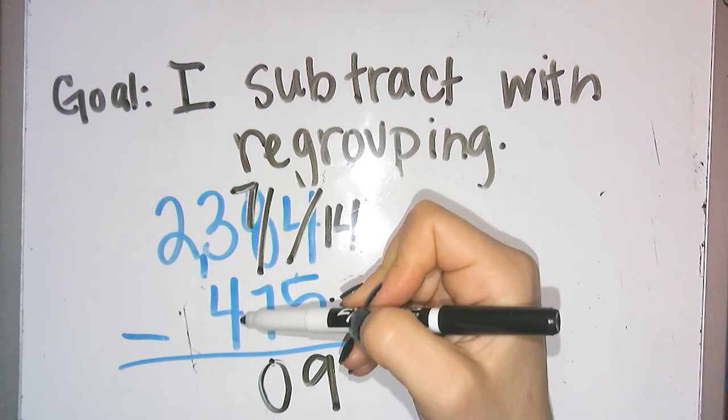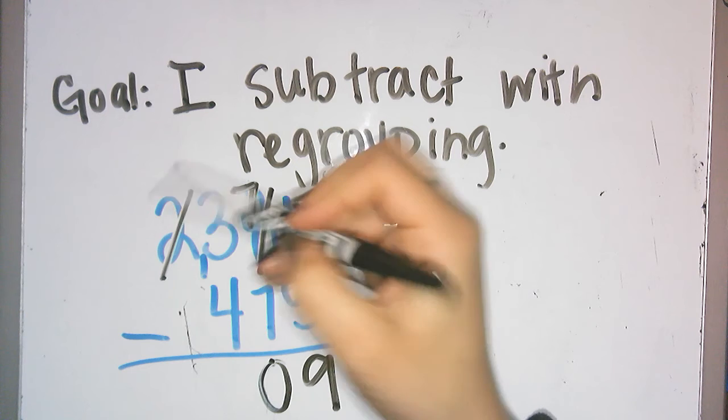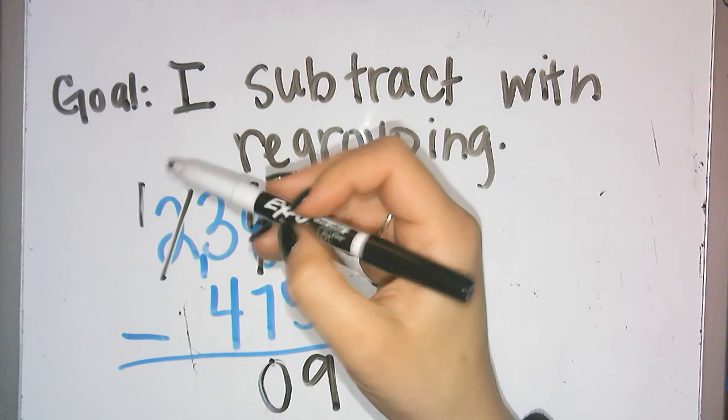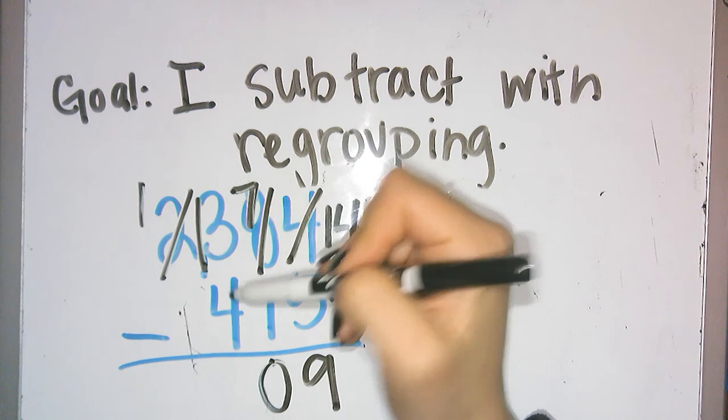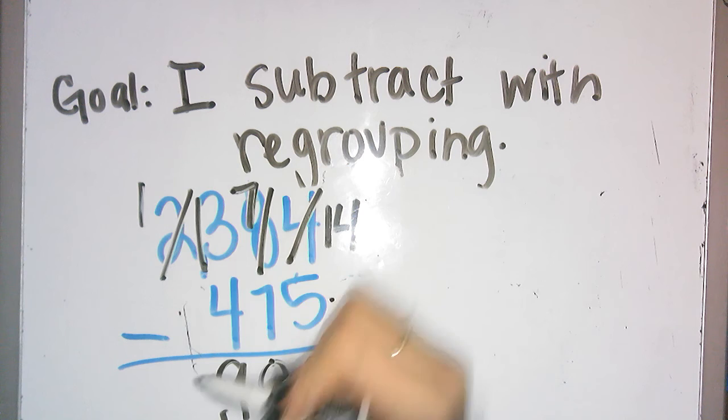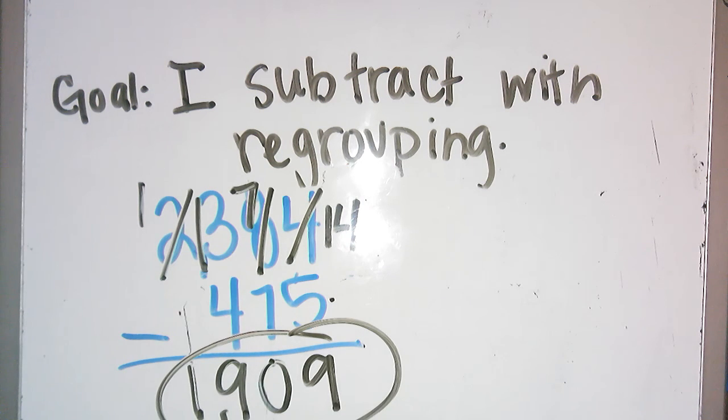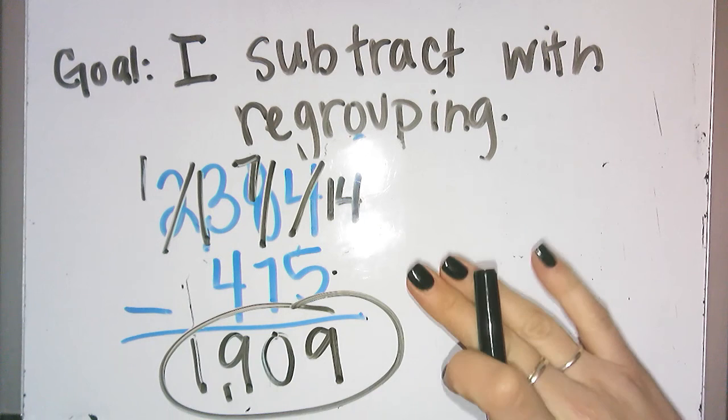3 minus 4. Ooh, can't do that again. Must regroup. Take away 1 from that number and then add 10 here. So 13 minus 4 is 9. 1 minus nothing is 1. So you get 1,909.